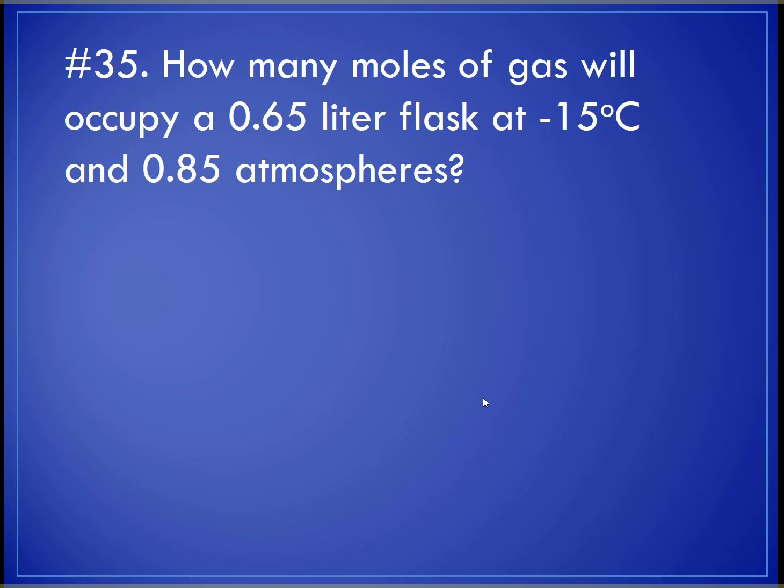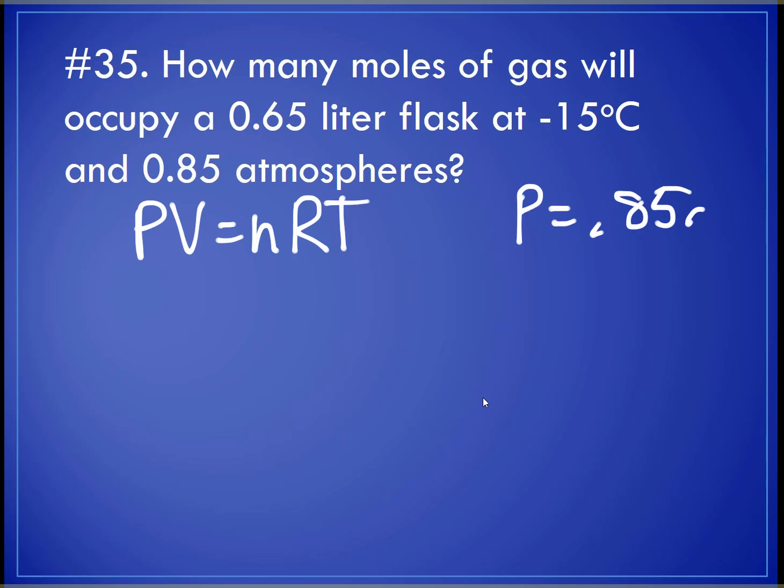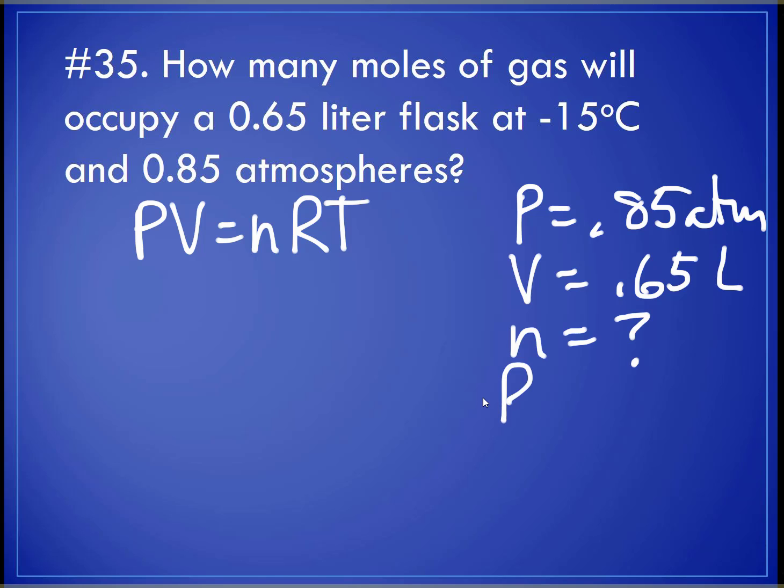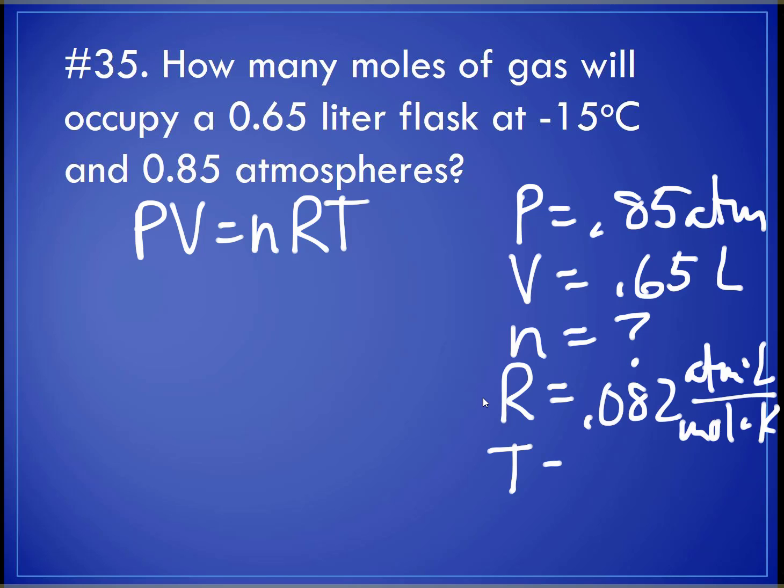So this is a problem from your homework. It should be question number 35 or something close to it. So again, I have PV equals nRT. And let's identify what we know. So our pressure is given to us, 0.85 atmospheres. Our volume, we have 0.65 liters. n is our number of moles. That's what we're trying to find. Our R is that gas law constant. And our temperature is negative 15.